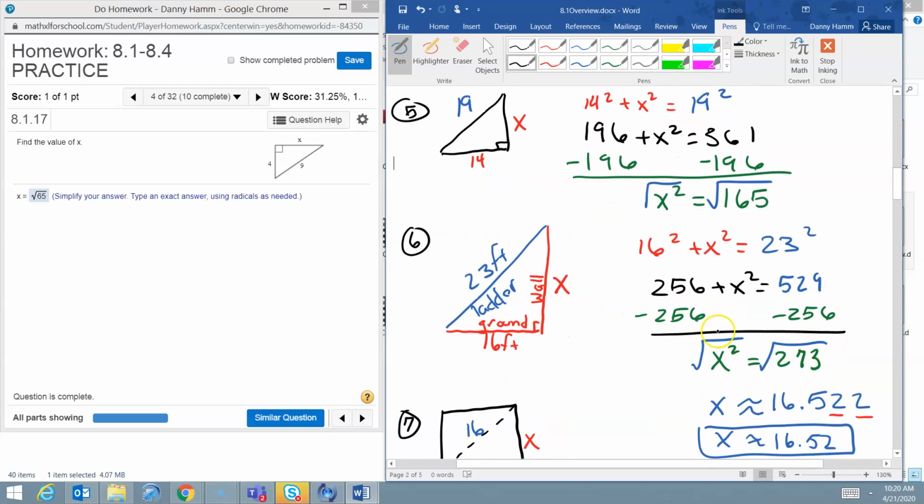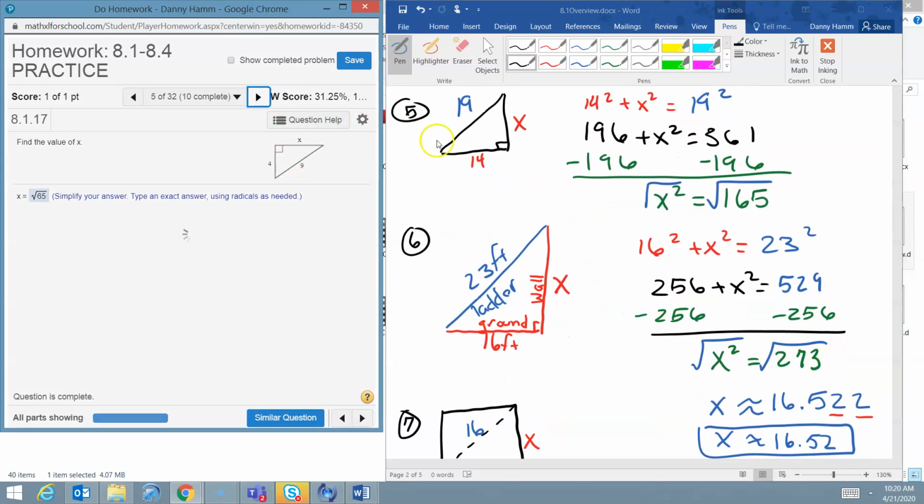Looking at number 5, exactly the same as 4. Setting up our legs, 14 squared plus x squared equals 19 squared, our hypotenuse. Math happens, and we end up with the square root of 165, and we are done.